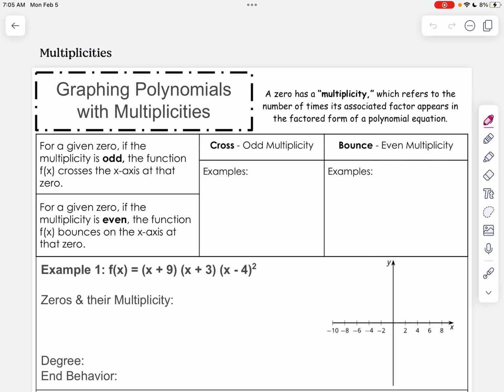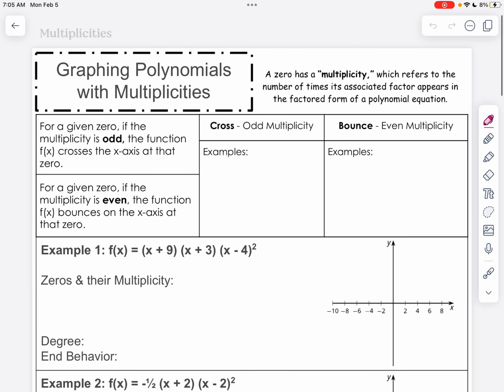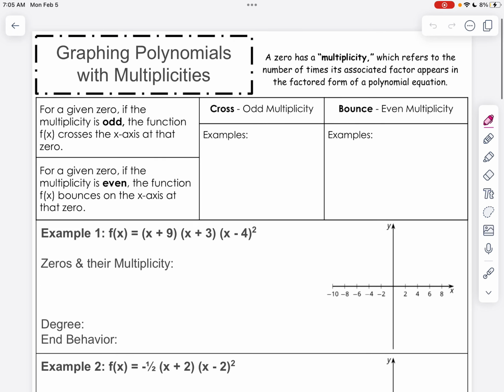In this video, we're going to look at polynomial graphs where some of the zeros have multiplicities. A zero has a multiplicity, which refers to the number of times its associated factor appears in factored form of a polynomial equation. We looked at this a little bit before, but when you have factors that show up more than one time, like x plus 3 times x plus 3, that gets you the same x-intercept. But what does that look like on the graph? Because it does actually look special.